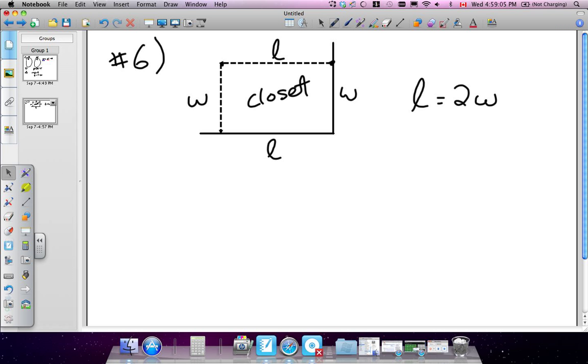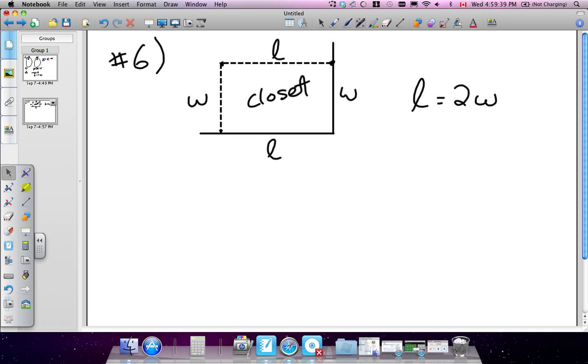Okay, B. Let the function F of L be the sum of the length and the width. Find the equation for F of L. Okay, so the sum of the length and the width. Now, I'm not sure if they're just referring to the length and the width of the new two walls or all the walls together. I'm assuming they're just talking about this new length and this new width. So in other words, they want to put this as an equation, okay?